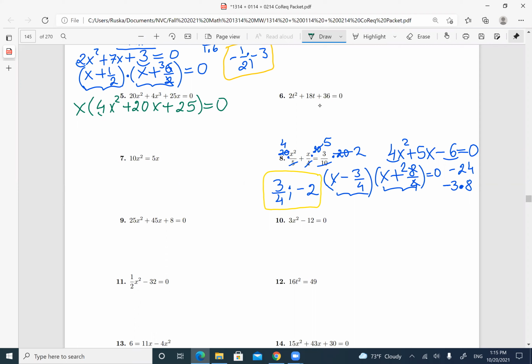Then after that, we're going to do AC multiply. 4 times 25 is 100, right? So we're going to get the factors of 100 which multiply to 100 and add up to 20. So that's 10 and 10, right? 10 times 10 is 100. And when you add them, you get 20. So you factor this inside the parentheses like x plus 10 over 4 and x plus 10 over 4.